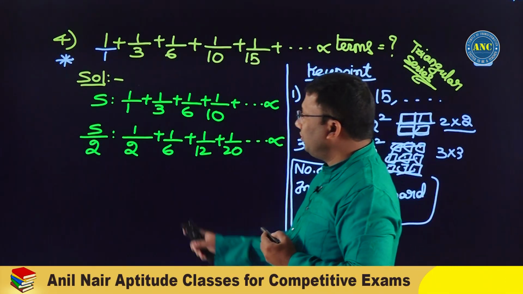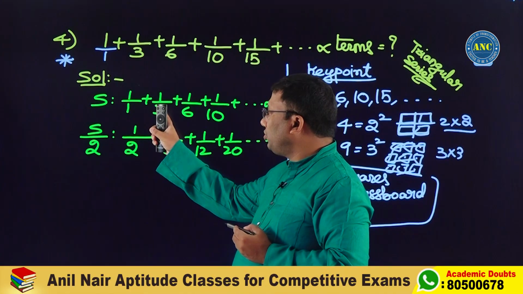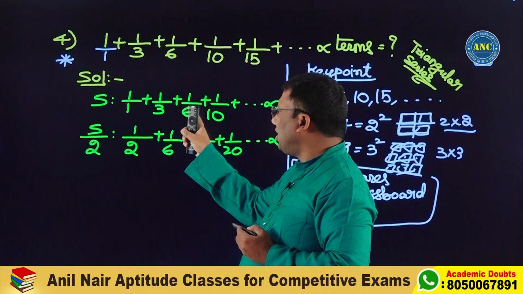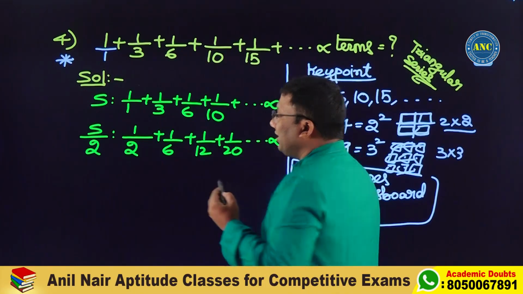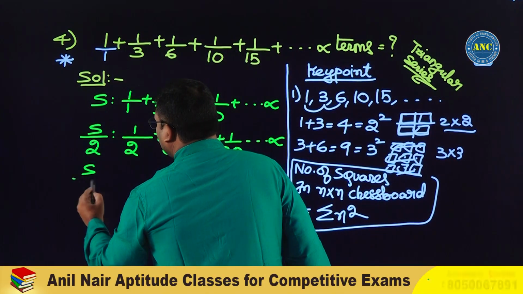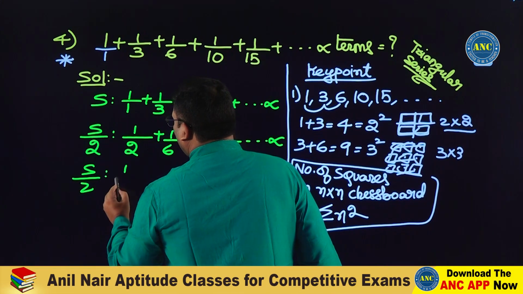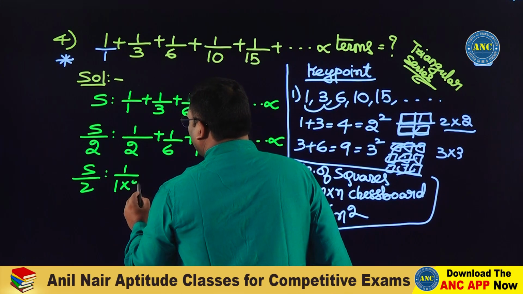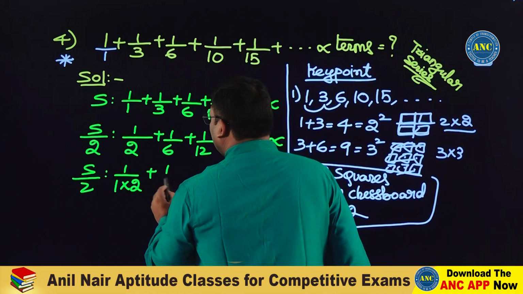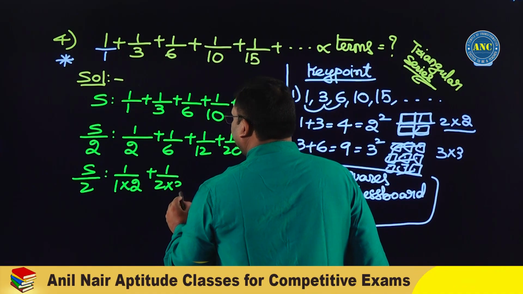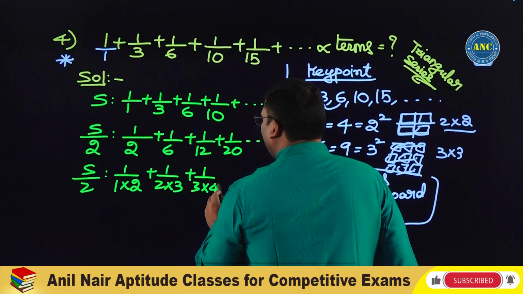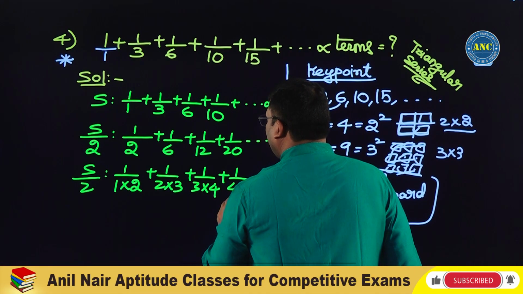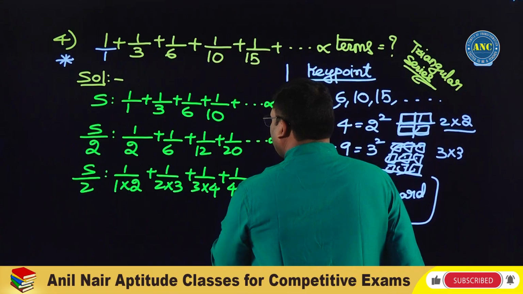Divide by 2: 1 twos are 2, 2 threes are 6, 2 sixes are 12, 2 tens are 20, and so on. By dividing, this became the series that we require. 2 can be written as 1 into 2, 6 can be written as 2 into 3, 12 can be written as 3 into 4, 20 can be written as 4 into 5, and so on.